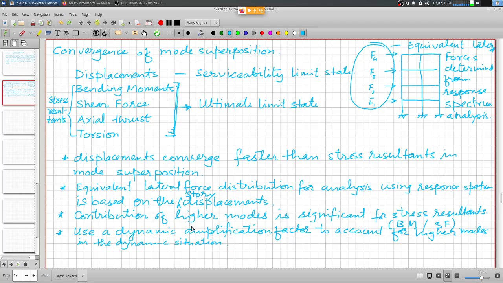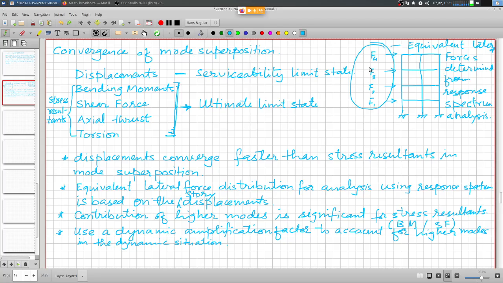So whatever results you obtain using equivalent static lateral force analysis, amplify that by a dynamic amplification factor, and that will account for the effect of higher modes in the stress resultants, and that value has to be taken for the design of columns.